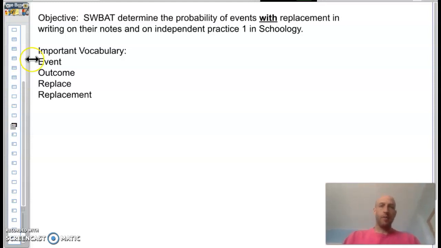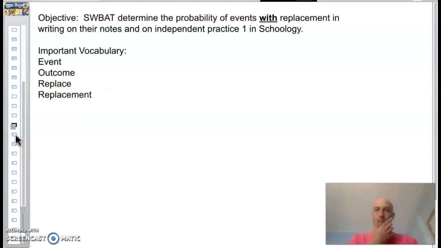Some important vocabulary for you to know is event. That's when we say something is happening, that is an event. An outcome is what we are looking for to happen. Replace means to put something back, and replacement is just another version of replace, which means to put something back.